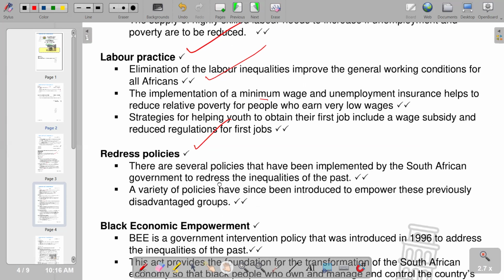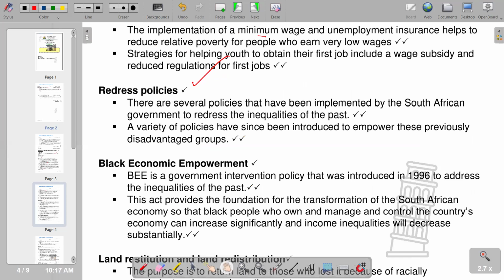So I will go to the next method of redistributing income, which is Black economic empowerment. Black economic empowerment, which is the BEE, is a government intervention policy that was introduced in 1996 to address the inequalities of the past. The Act provides the foundation for the transformation of the South African economy so that black people who own, manage and control the country's economy can increase significantly and income inequalities will decrease substantially. So basically, this is black economic empowerment as a method of redistributing income.